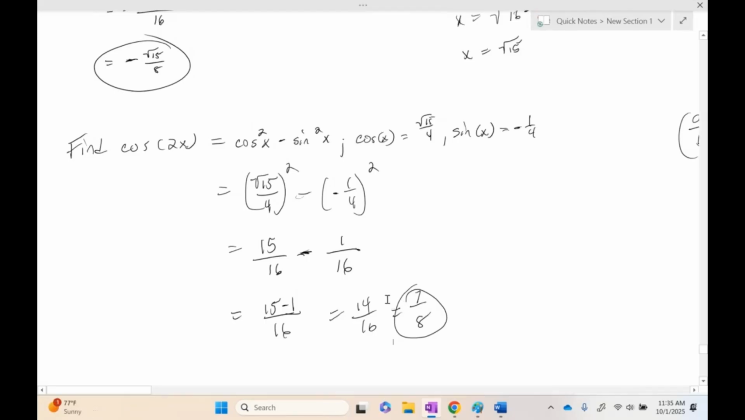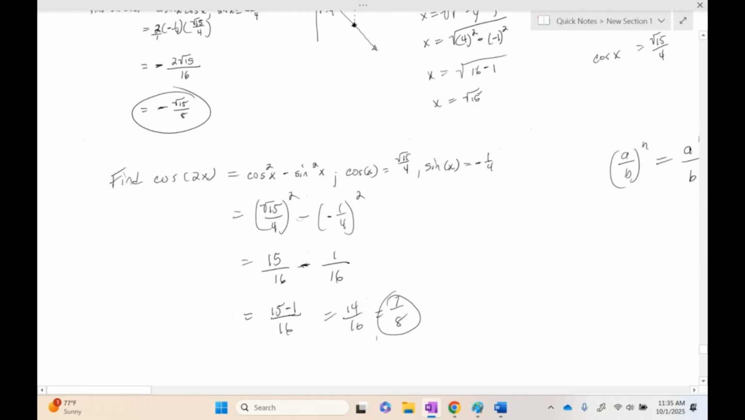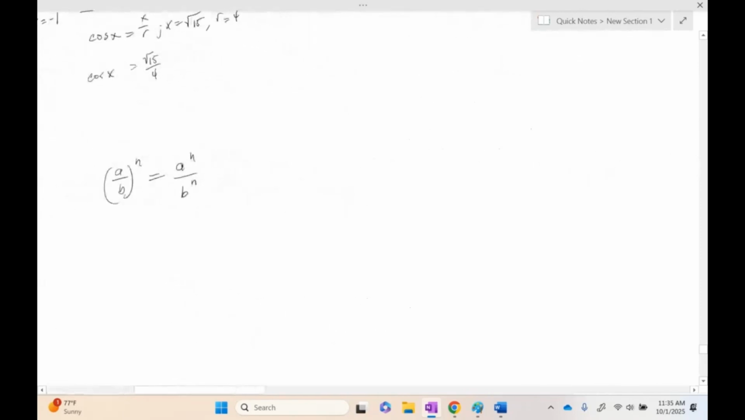All right, any questions about those two? So it's kind of all based on a little triangle sketch thing that you do. All right, now we're going to find the double angle for tangent. The tangent of 2x.